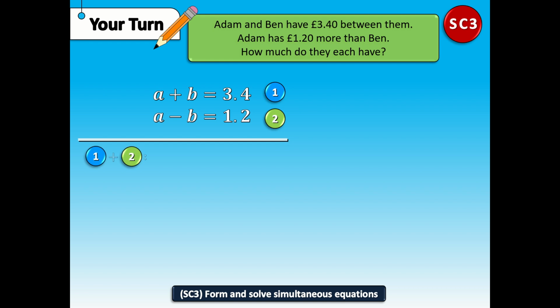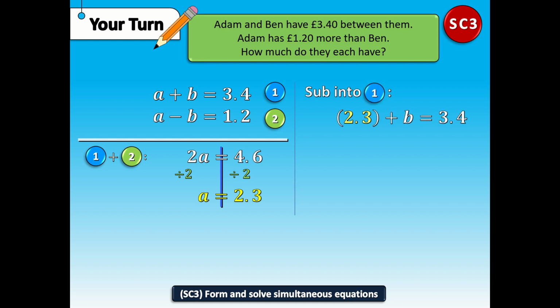If I add these together, I get rid of the B's. So I get 2a equals 4.6. Divide both sides by 2. So a equals 2.3, which means Adam has £2.30. I can substitute this into the first equation. So 2.3 plus b equals 3.4. Take 2.3 off both sides. So Ben has 1.1. So that means Ben has £1.10.